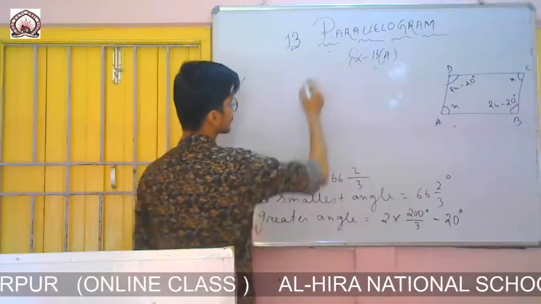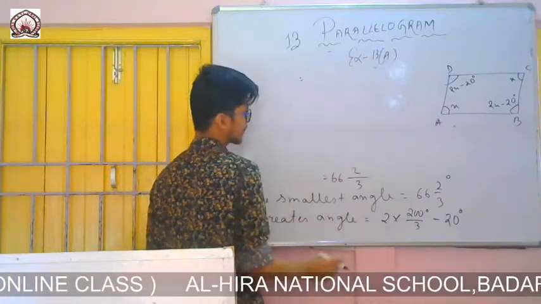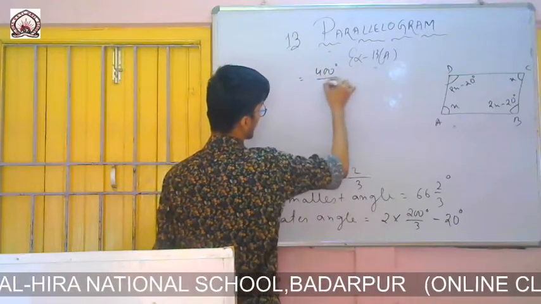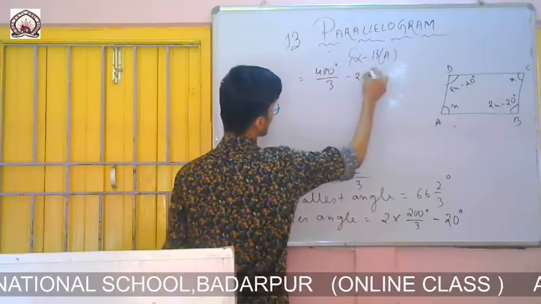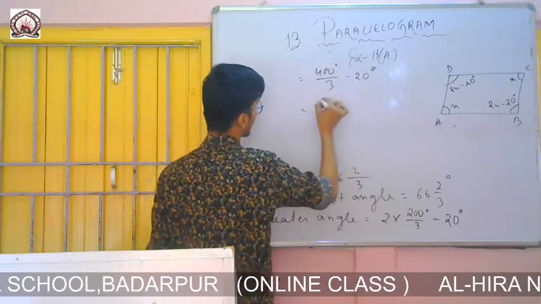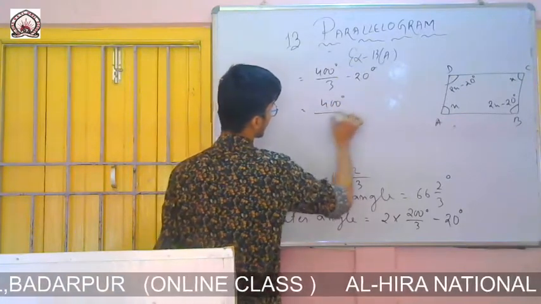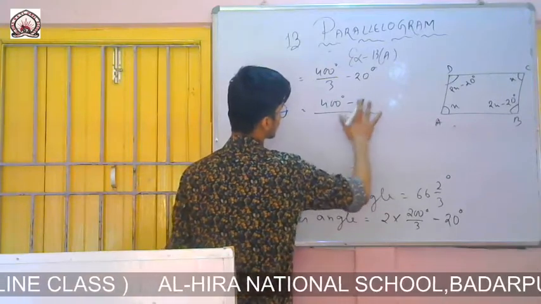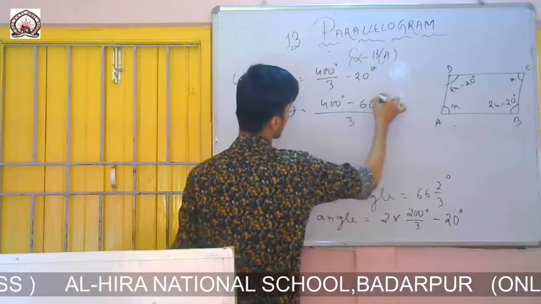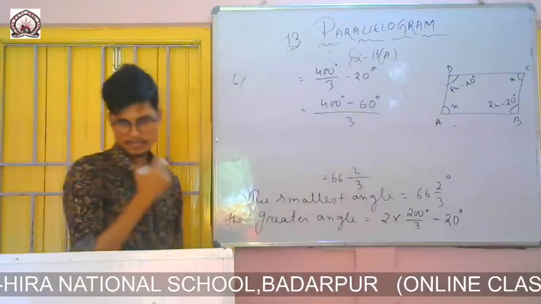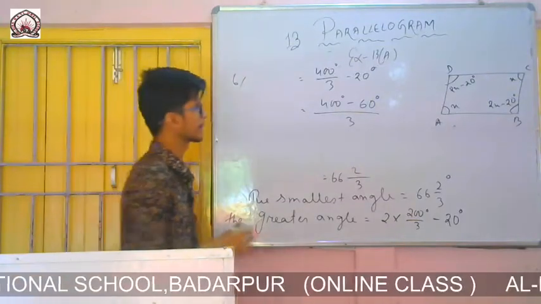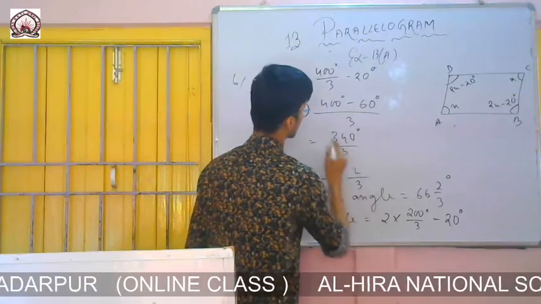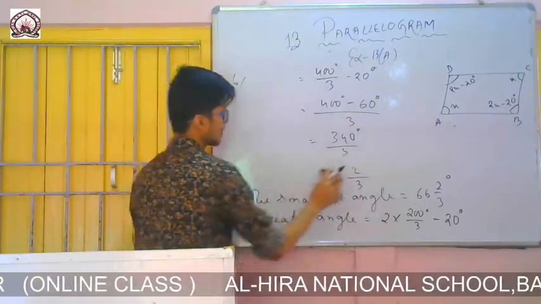If I solve this one, it will be 2 into 2, it is 400 by 3 minus 20. The LCM will be 3, so 3 2s are 6, 60 degree, which equals 340 degree by 3. 400 minus 60 is 340.